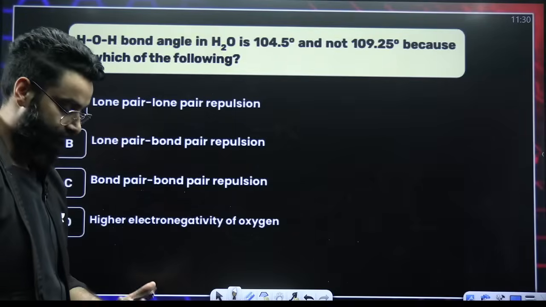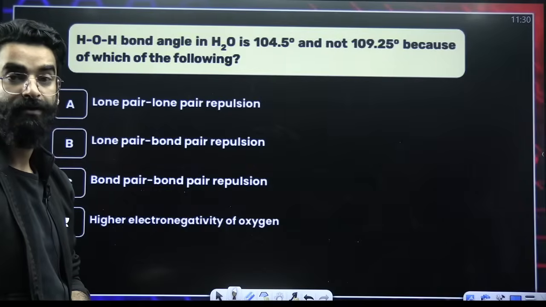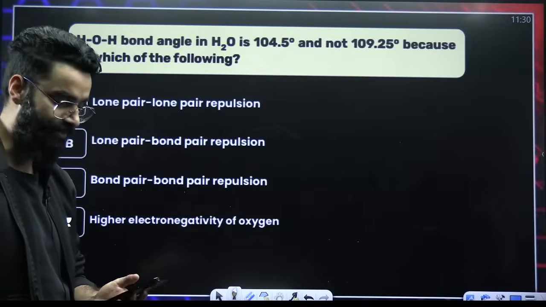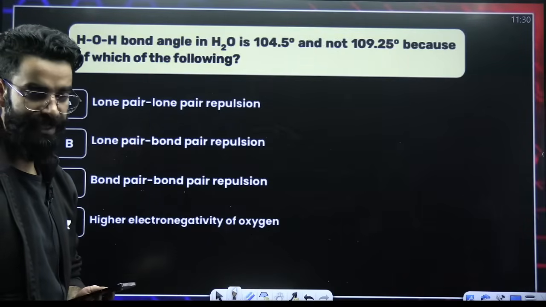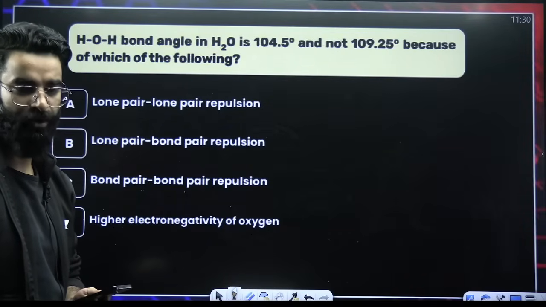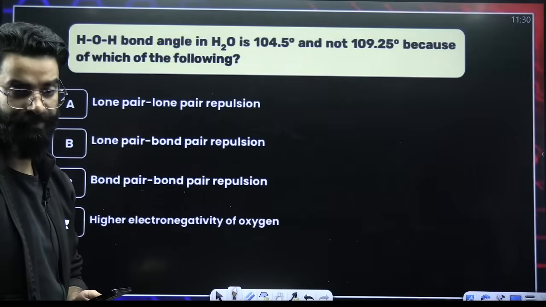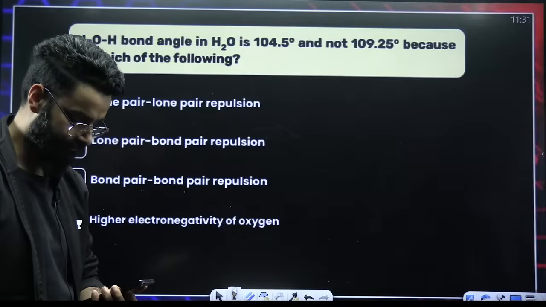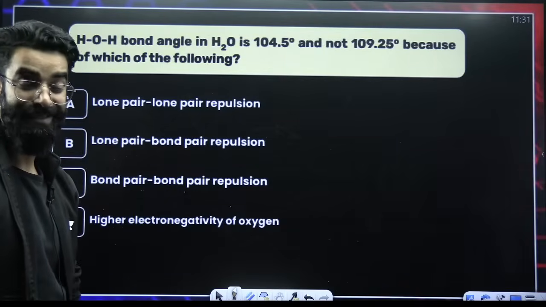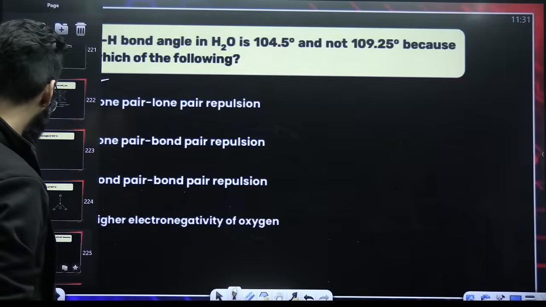In case of water, my dear students, the bond angle is 104 degrees 5 minutes. It should be 109 degrees 28 minutes. What is the reason for that? Quickly let me know in the chats. What is the reason for the decrease in bond angle? It is the lone pair repulsions which happen there in case of water.